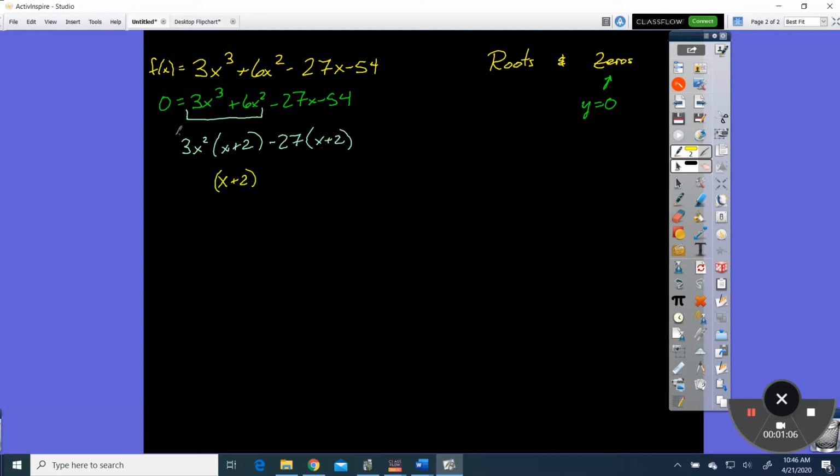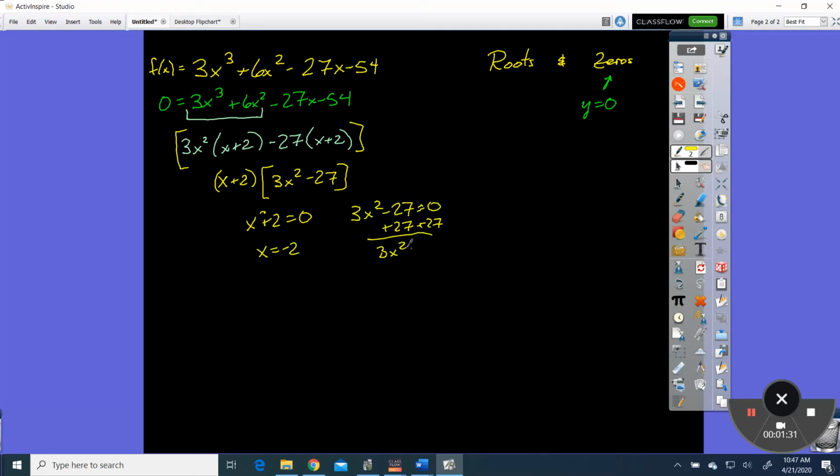Now inside of the brackets, because I pulled the x plus 2 out, I'm left with 3x squared minus 27. And so really I can just put each of those equal to 0. Remember, once we get it factored, we can put each factor equal to 0. And I get that x equals negative 2. Add the 27. So I'm going kind of fast. This isn't really one of your problems. It's just what I wanted to show you. So x squared equals 9. So if I take the square root, x equals plus or minus 3. So those are the zeros or the roots.